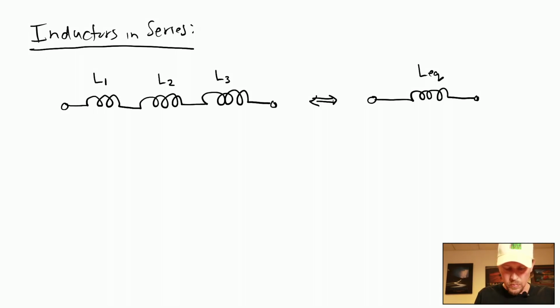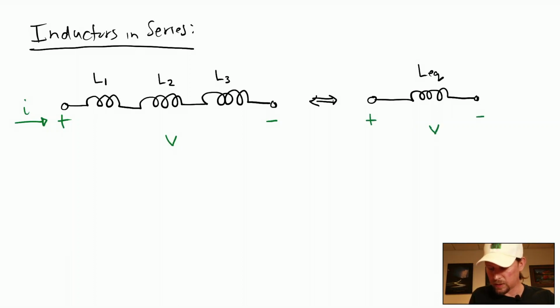Now, I can definitely say also that there is a total voltage across the entire network, and there's going to be a certain amount of current, I, that's going to go in through that terminal. Now, if these are going to be truly equivalent circuits, then the voltage across the equivalent inductor and the current flowing in through its node must be absolutely the same. And again, this is if they're going to be equivalent circuits.